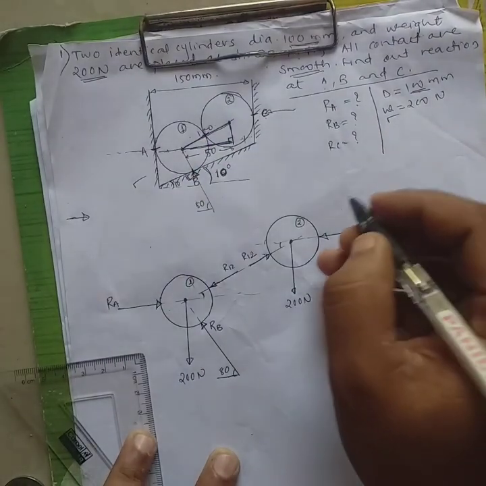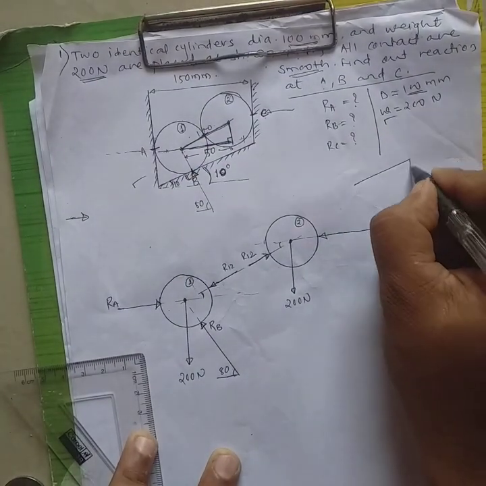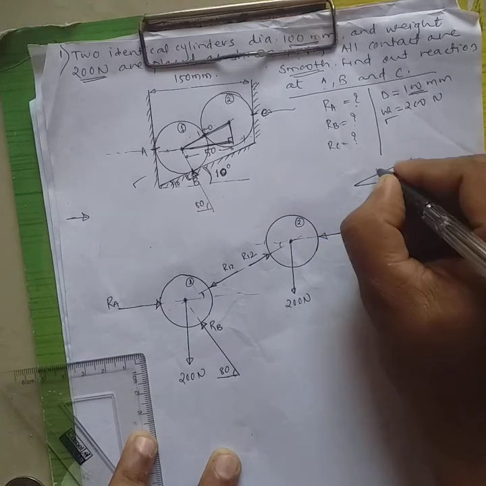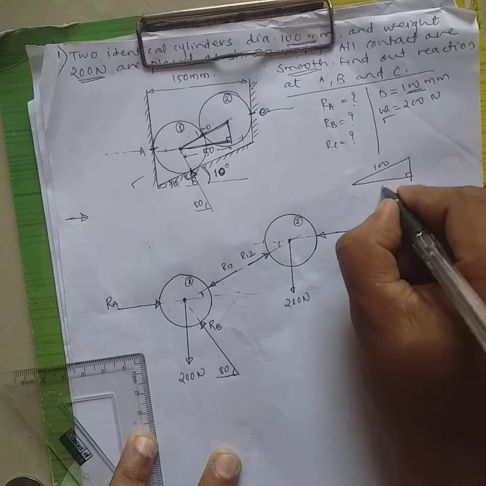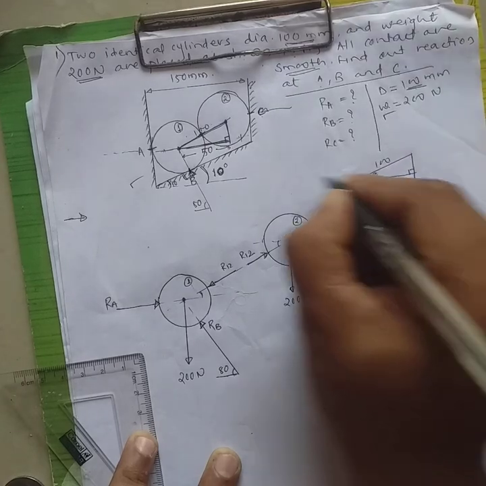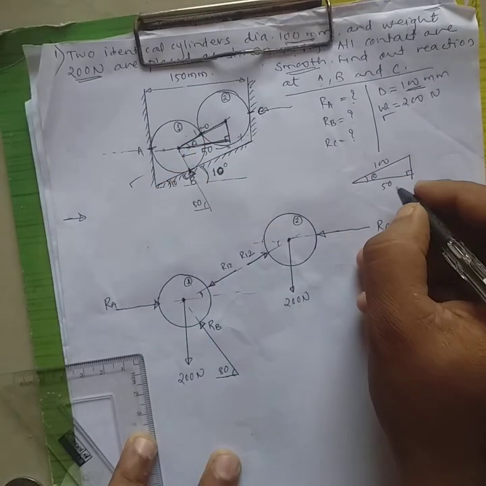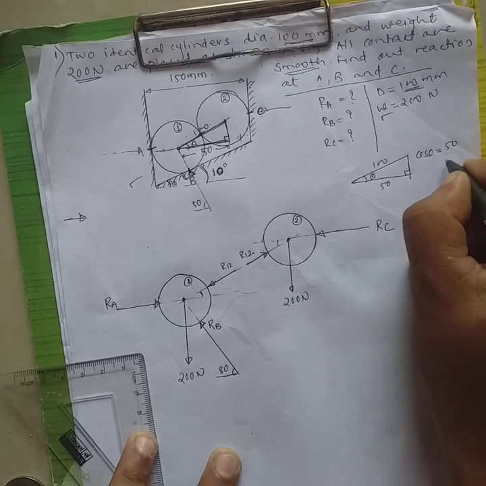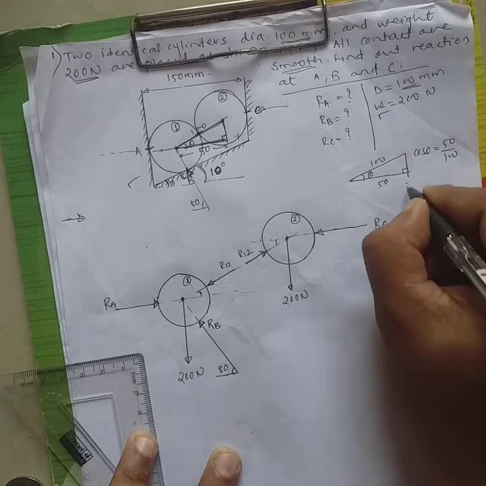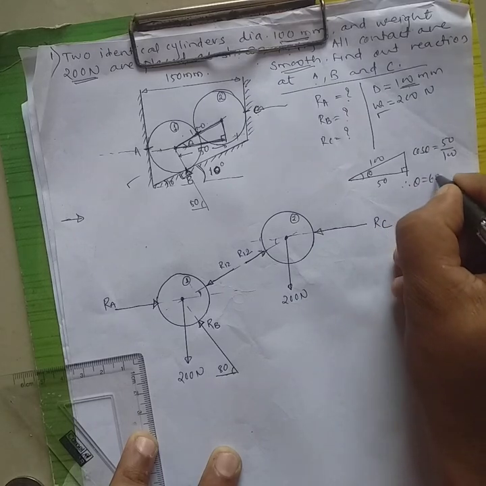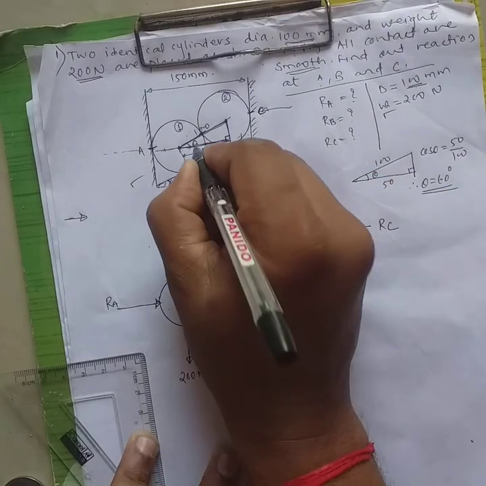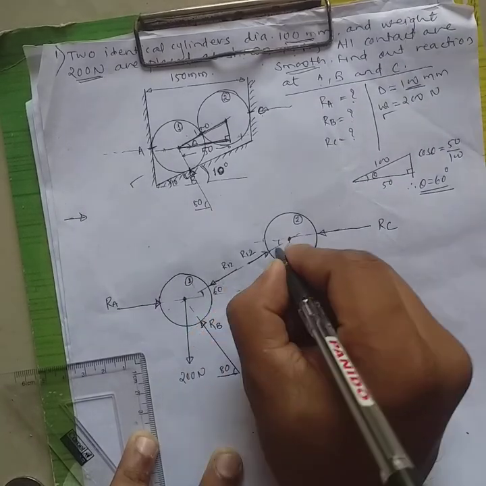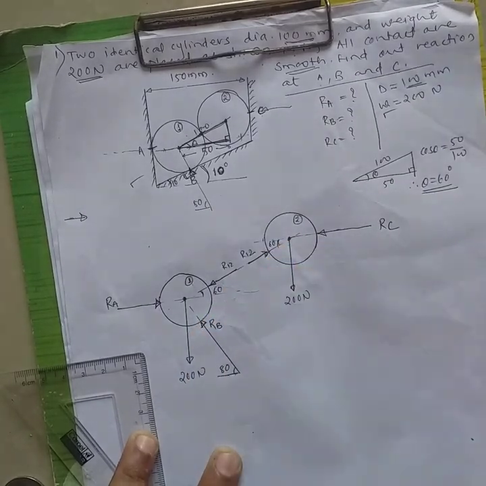So if you see, there will be a 90 degree triangle having this side 100 mm and this 50, and we don't know this angle theta, so we have to find out theta. Okay, so here we'll take cos of theta equals 50 divided by 100, and therefore theta equals 60 degree. So this angle is 60 degree. This angle is 60 degree. If this is 60, this will be 60.